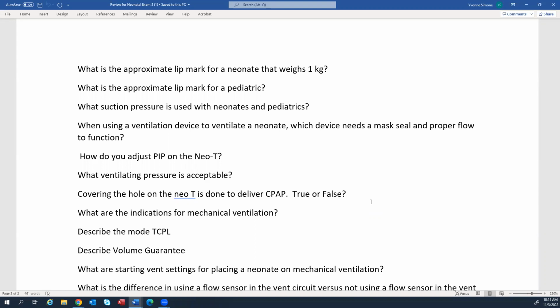Next question, what are the indications for mechanical ventilation? Why would you decide that a baby needs to be intubated? On the exam, you'll be given a scenario and asked, what do you suggest? So you have to know what the indications are that the baby needs mechanical ventilation.